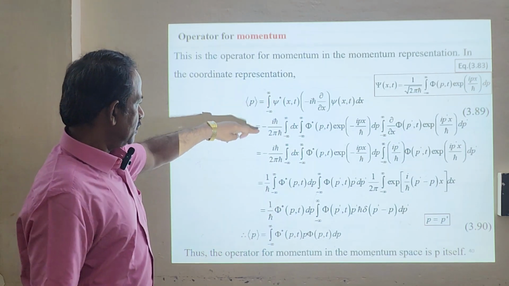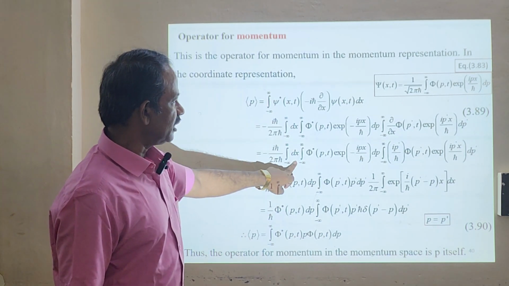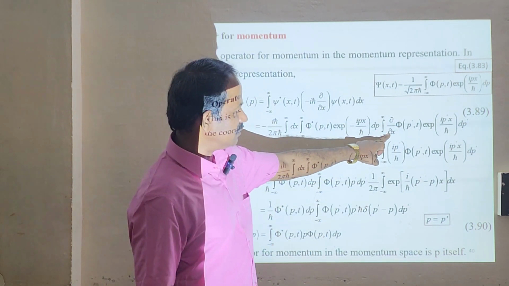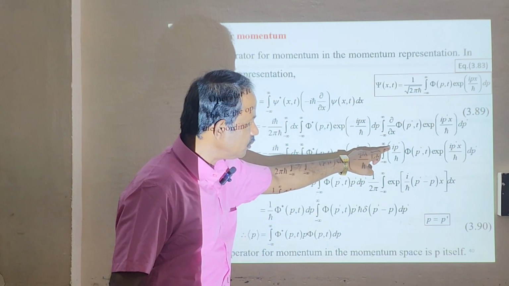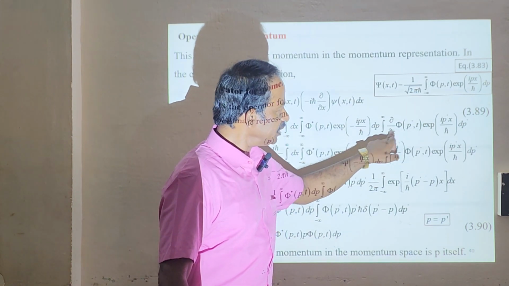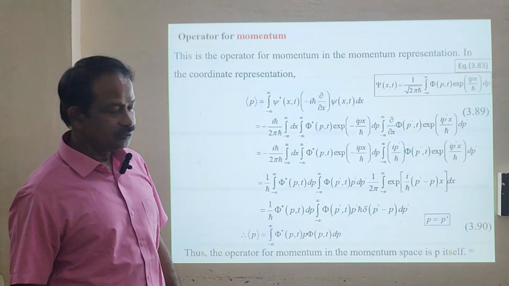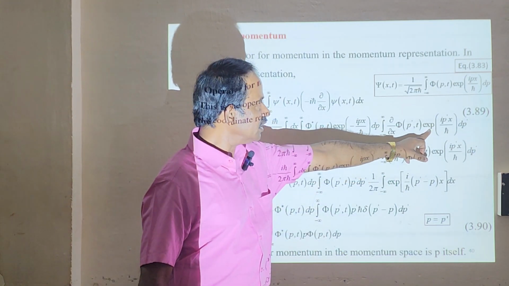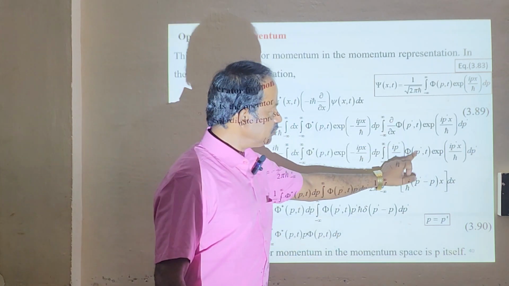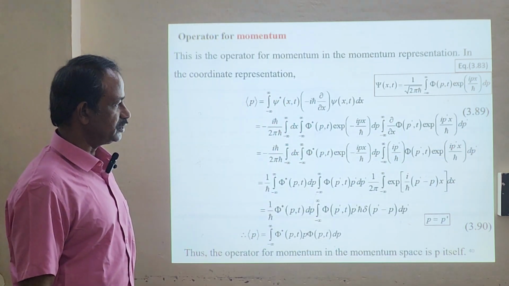Now, the same term is written here, and here also we have written the same term. You just differentiate with respect to x. That will give you i p prime divided by h bar, correct? You have to differentiate d by dx of this. So when you differentiate e power i p prime x by h bar, that gives you i p prime by h bar, the same thing, e power i p prime x by h bar. Is it okay?